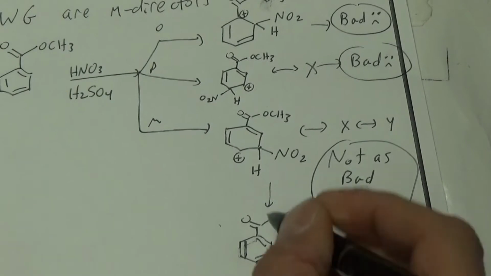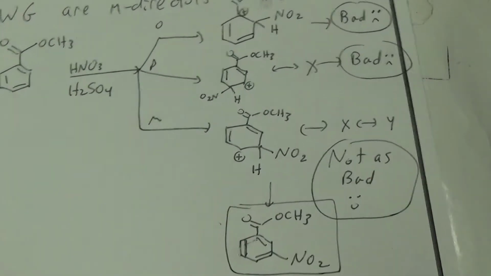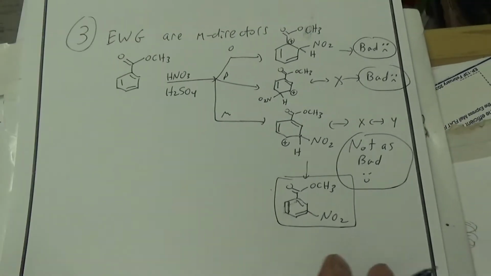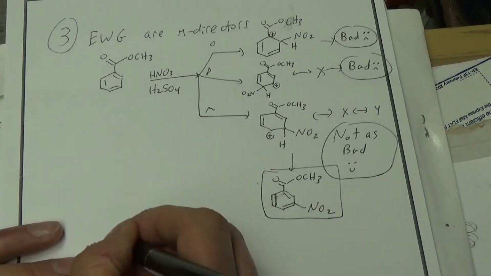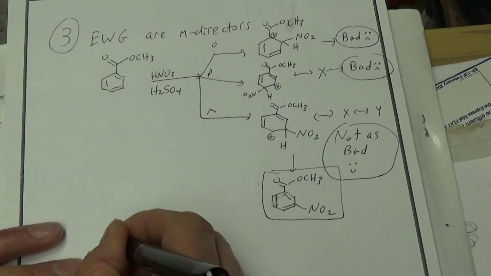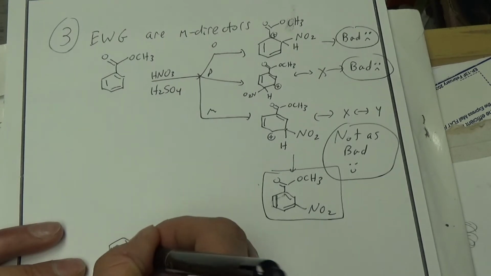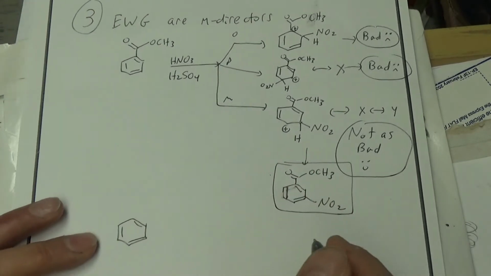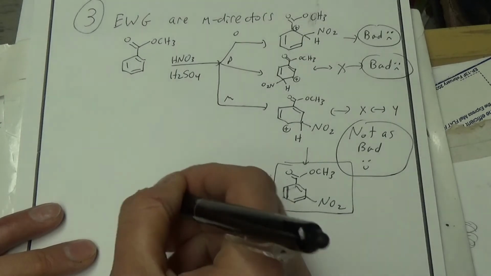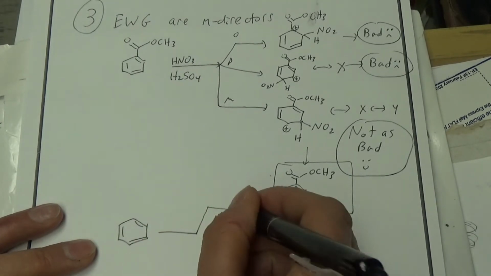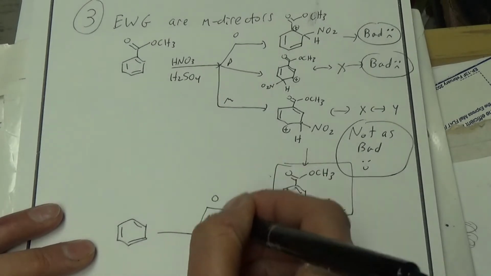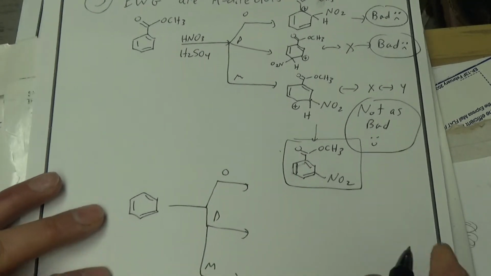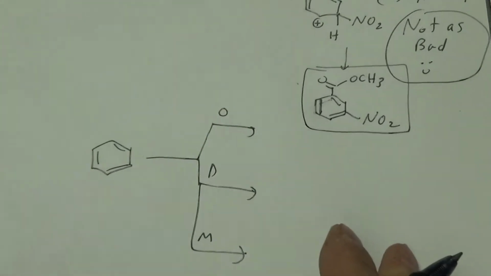And you get the final product. That's meta. Okay? We'll do one more. I'm going to really expedite this and let you do the hard work. Now that you know how to do it, let's draw another meta director. They all do the same thing essentially. Ortho, para, meta. So what's another one?